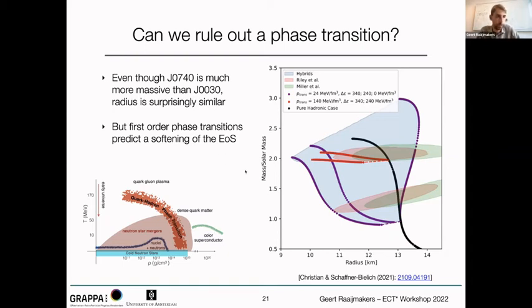Now, I'm just showing this plot here on the right, which is from a paper by Christian and Schaffner-Bielich, which sort of looked into this and asked the same question: is a phase transition actually still possible? And their conclusion was, so these purple lines here all are equations of state that do have some sort of phase transition. And their conclusion is it's actually still very much possible to have a phase transition in this more massive star. And the uncertainties in the mass radius measurements currently are not enough to sort of rule that out as of yet.